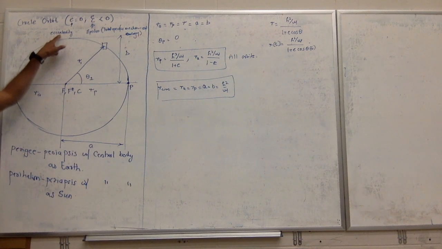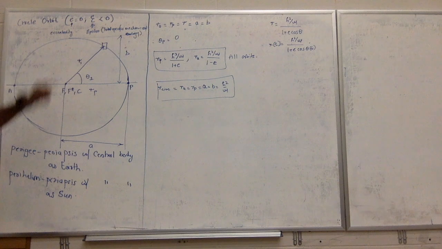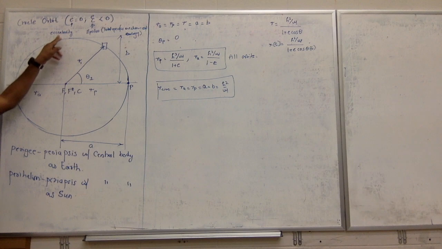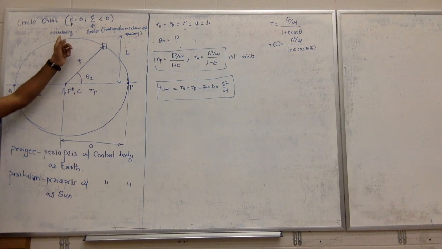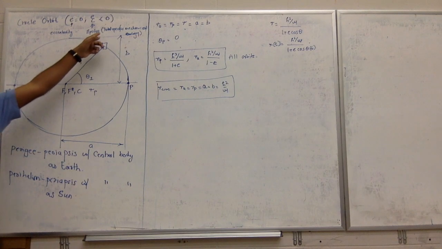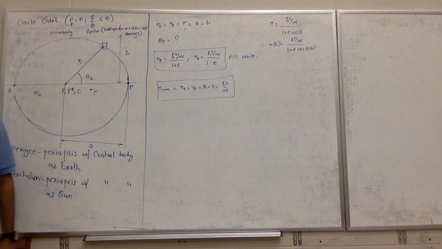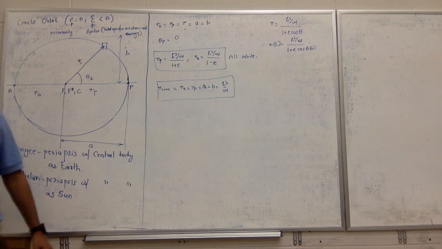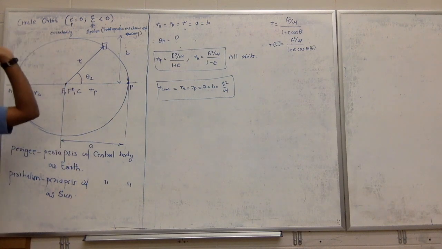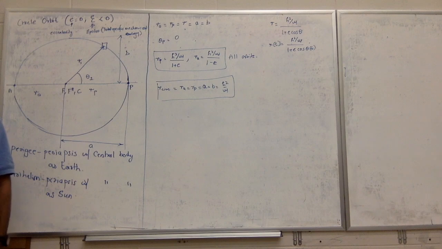What quantity is this? If you were to distinguish between what quantity is this and what quantity is this, this is a geometrical or a math quantity. This is physics. This is a physical quantity. Total mechanical energy is physics. You understand? Eccentricity, does it have any physical meaning? Can you see eccentricity? Can you feel eccentricity?